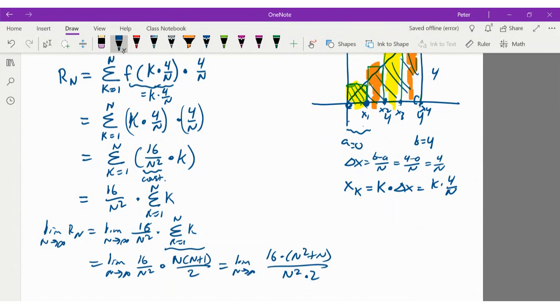And we see that we have n squared as the highest power in both cases. That means this is going to equal 16 over 2 times the limit as n approaches infinity of n squared plus n over n squared. This limit is equal to 1. So the expression is equal to 8, and we get the same number, 8. That's expected because that's what we thought the area was going to be.